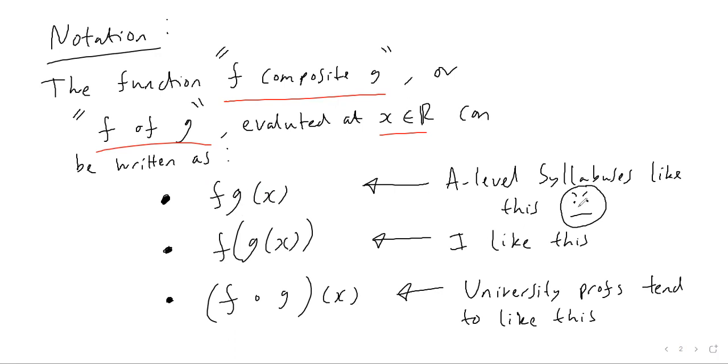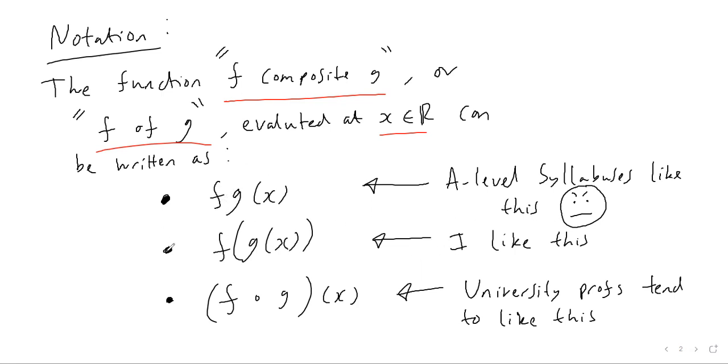I put this annoyed face here because I don't really like this notation. You could get confused and think that means f times g, but that's not correct. This is f of g, or f composite g. But we're going to use this notation just because it's the one you'll probably see in your high school A-level syllabuses. It's the notation they tend to use, but I don't really like it.